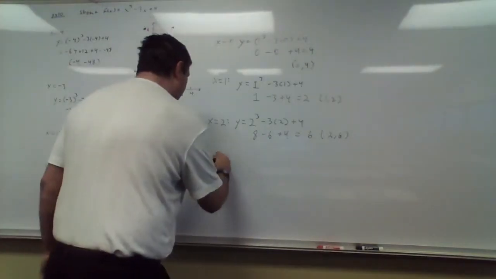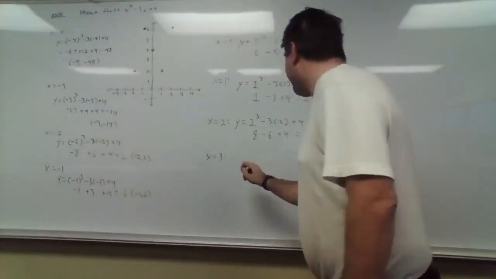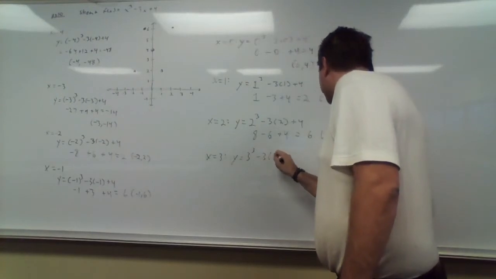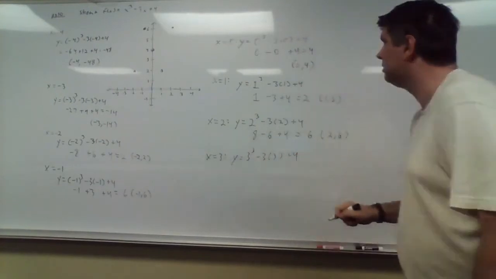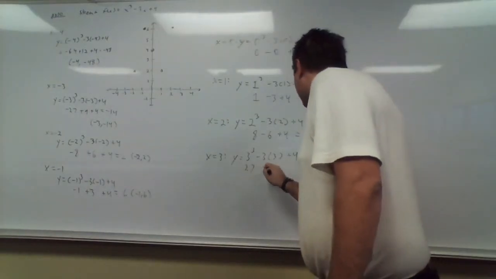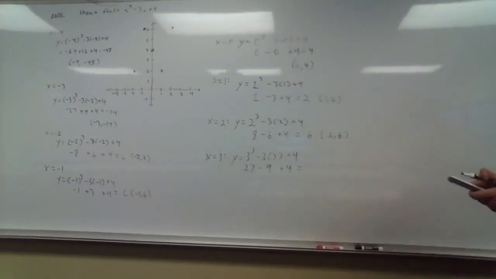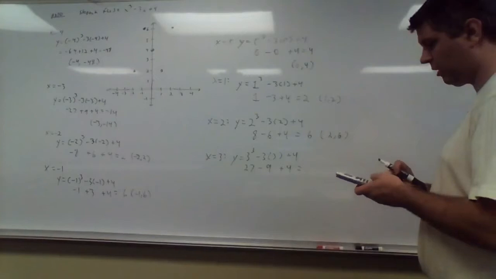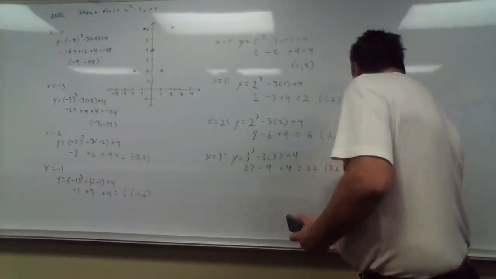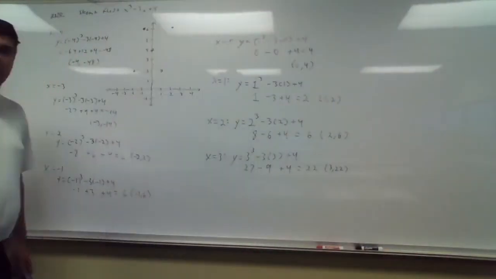X equals 3. Y equals 3 cubed minus 3 times 3 plus 4. 27 minus 9 plus 4. I bet it doesn't even fit. 27 minus 9 plus 4, 22. So 3, 22. Doesn't come anywhere close to fitting. 22 would be way up here.